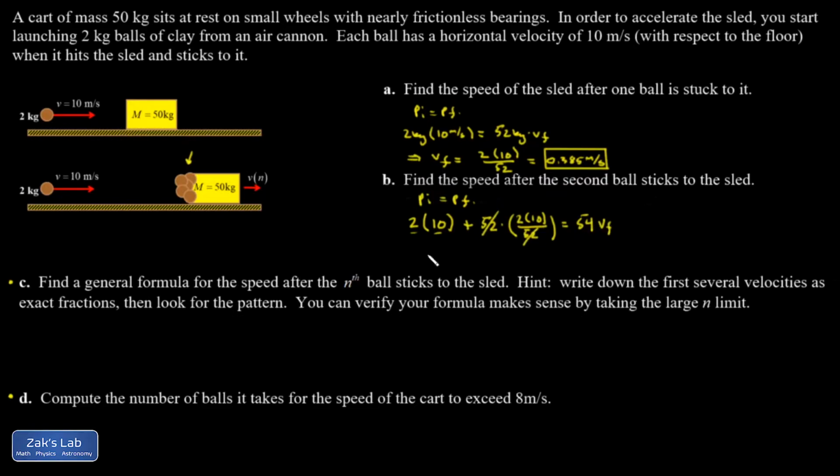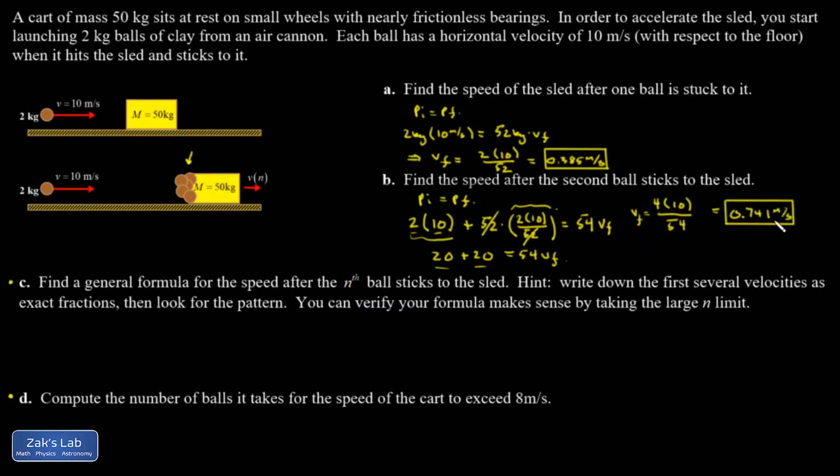And things clean up here on the left, and I end up with 20 from the clay blob I just shot, and the 20 from the cart that was slowly moving after the first impact. So on the left side here, I'm really just showing how much momentum I'm adding up total. On the right side, I have the total mass and final velocity. So 20 kilogram meters per second from the first shot, 20 from the second. And this time I end up with a 40, or maybe I'll write it as 4 times 10 over 54. When I run the numbers on this, I get 0.741 meters per second.